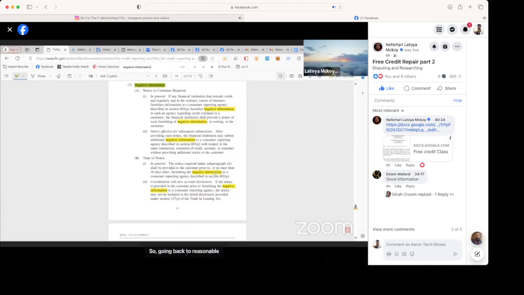So going back to reasonable procedures, this is why I say you don't have to make it complicated. You don't need to know all this. It's still reasonable procedures. What reasonable procedures did you use to justify this action that you did to me? And it's harmful for me. And then on top of that, it's wrong information. That's all you need to know. That is all you need to know.